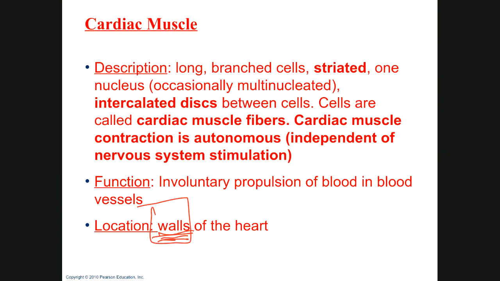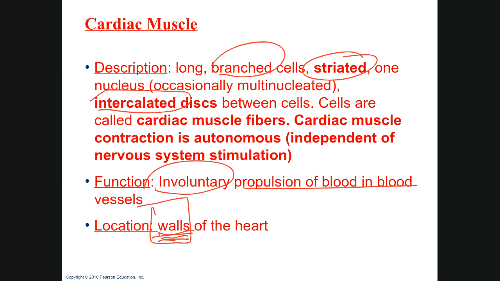The function is involuntary movement of blood within the heart, and characteristics are striation, branched cells, intercalated discs, and typically one nucleus. It says occasionally multinucleated, but we're just going to say one nucleus.